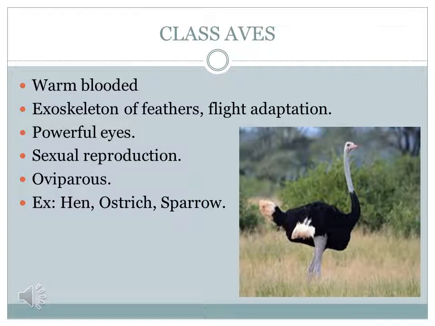The next class is Aves. The Aves belong to the phylum Chordata of the animal kingdom. It has about 9,000 species. Aves are adapted to fly. All the birds come in the class Aves. Birds are warm-blooded animals. Their forelimbs are modified into wings. They have well-developed flight muscles that help during flight. Their spindle-shaped body minimizes resistance of the wind. There is no skin gland except the oil gland. Hen, ostrich and sparrow are some examples of class Aves.